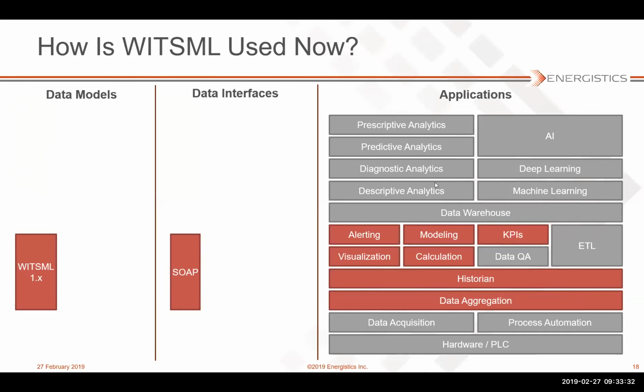But what they'd like to be doing is, again, all of these prescriptive and predictive analytics. They'd like to be doing machine learning and deep learning and artificial intelligence. They'd like to have this data in their data warehouse so they can enable all these things. But currently with WITSML 1.4, there's not easy connections to these other technologies to enable that.